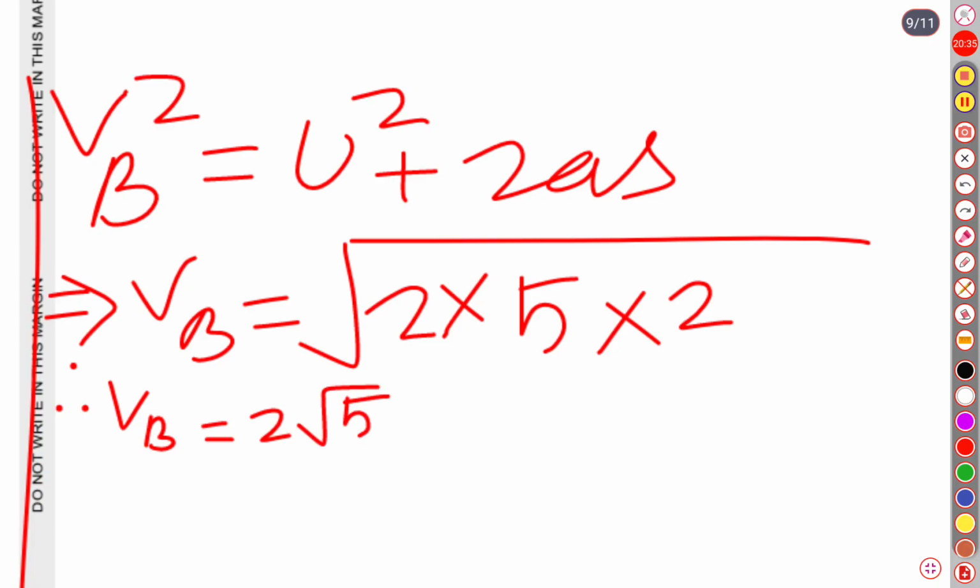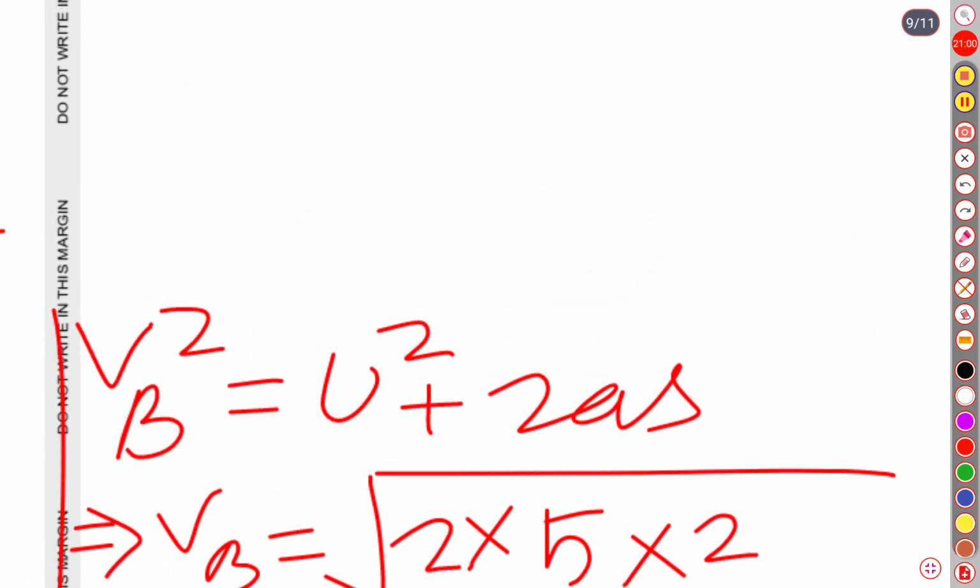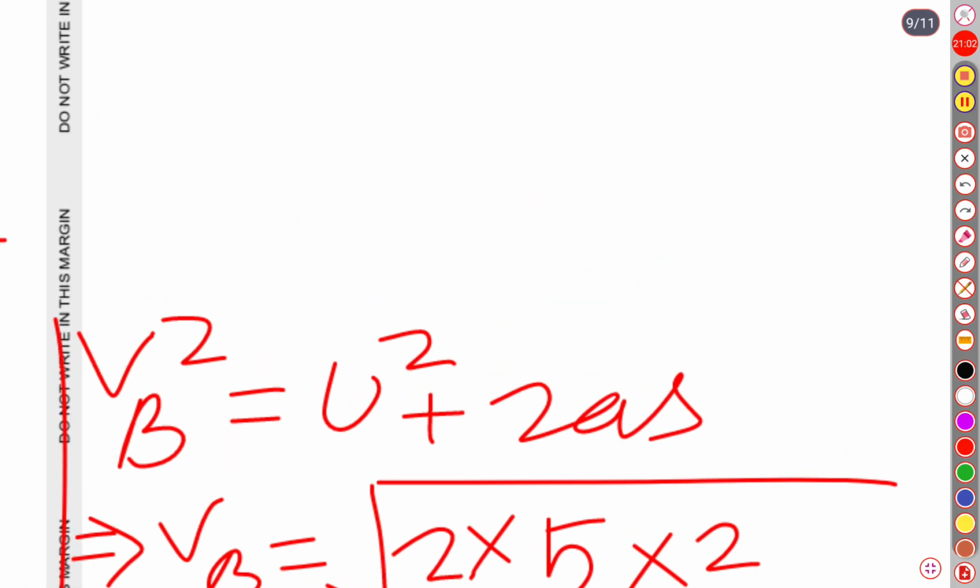This is at B. Well, now we will find at C. For that, let me change the ink. So v square at C is the same concept, u square plus 2as. Okay. Then let's see, it was at B.